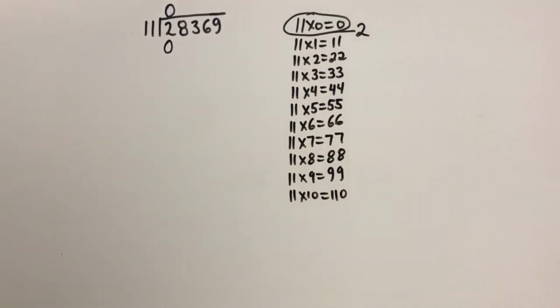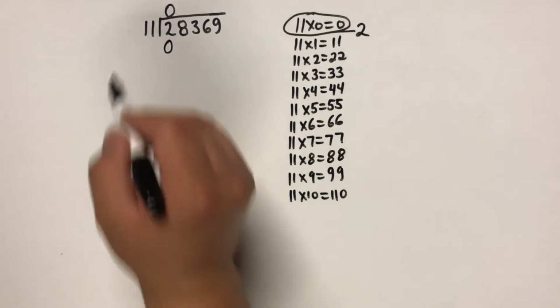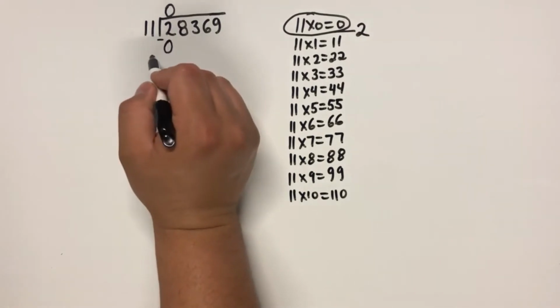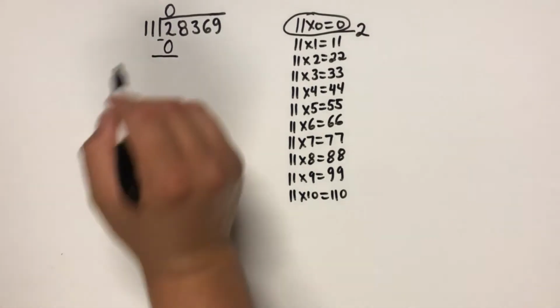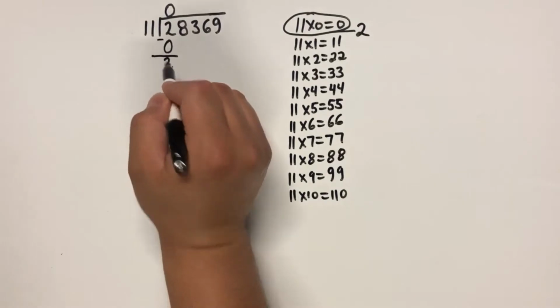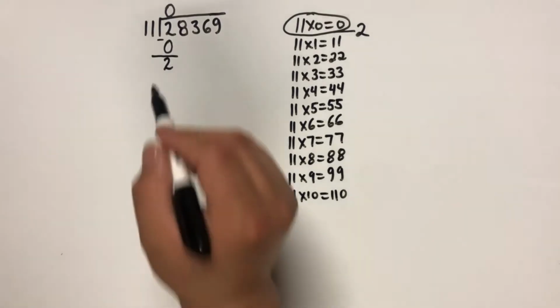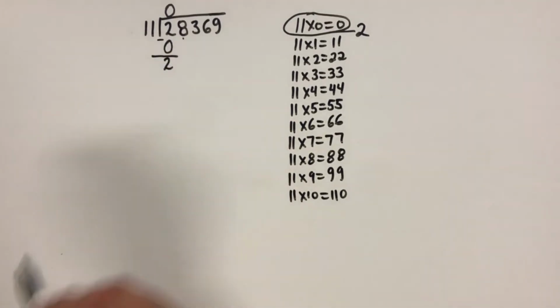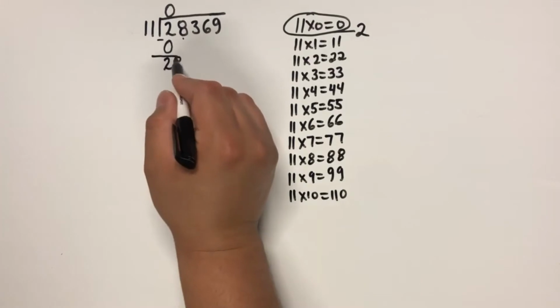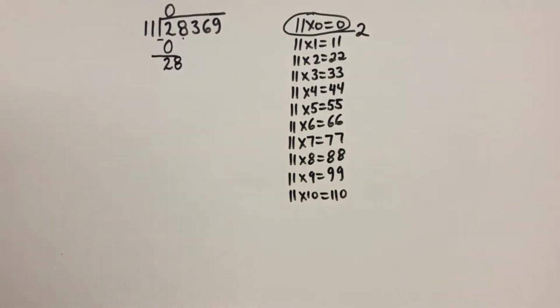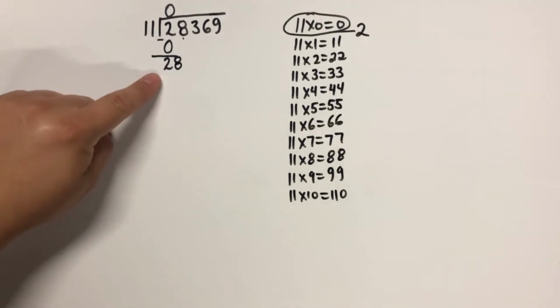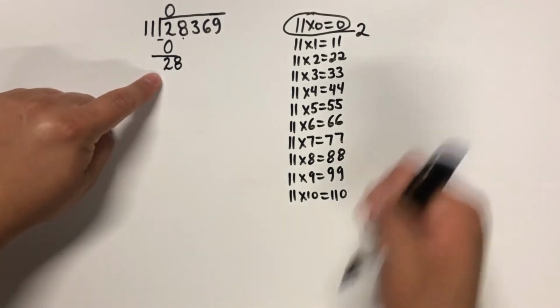Okay, now I'm going to perform a subtraction of those two numbers. 2 minus 0 is 2. Nothing changes. The next thing I'm going to do is look at the next number inside the division house, which is the number 8, and I'm going to bring it down so that I now have the number 28. And I'm going to repeat what I've been doing, which is squeeze the number 28 in between two numbers in the multiplication table.